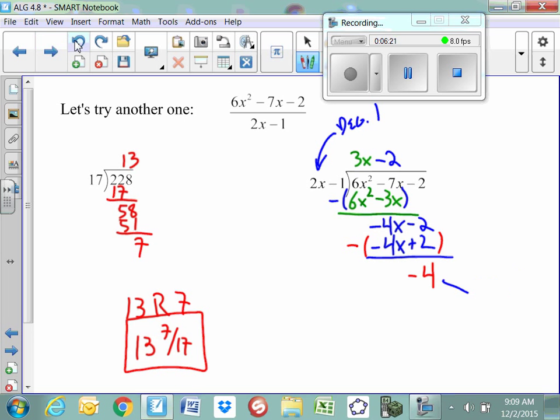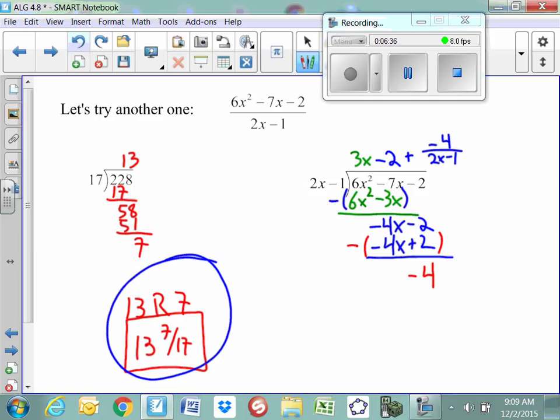So in that case, what we're going to focus on is writing the remainder. We're going to say plus negative 4 over 2x minus 1, just like we did over here where the remainder was 7, and we put it 7 over 17. A lot of people will rewrite this as 3x minus 2 minus positive 4 over 2x minus 1, just because they don't like doing the plus and negative.